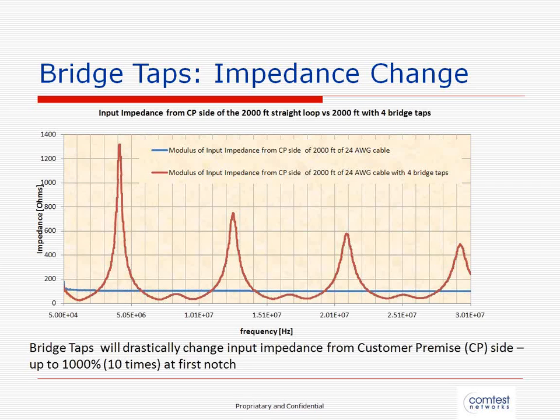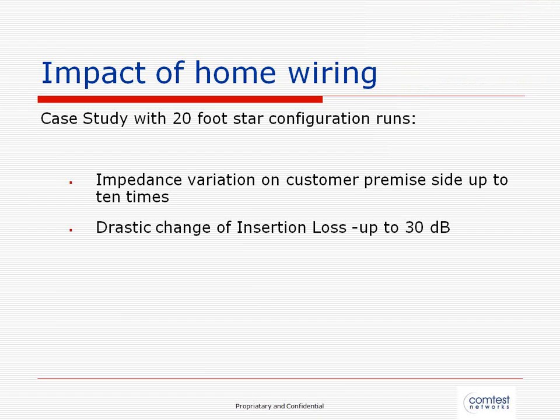Alternately, the red trace shows the resulting impedance fluctuations over the VDSL2 frequency band with 4 20-foot bridge taps present at the customer premise. Due to the above observed impedance mismatch, there is a substantial amount of insertion loss between the line and the modem. So insertion loss is the second key parameter. In this case, we see loss of up to 30 decibels.